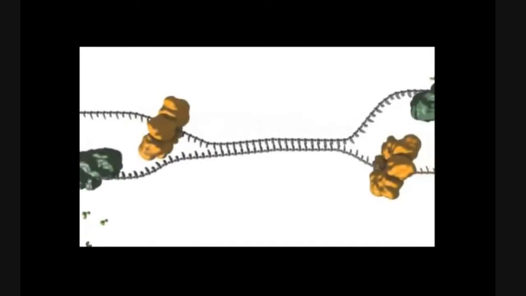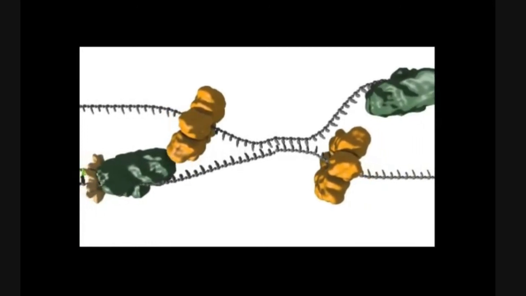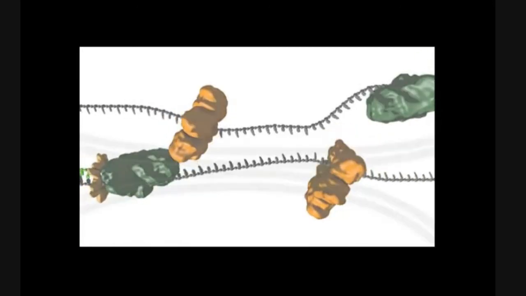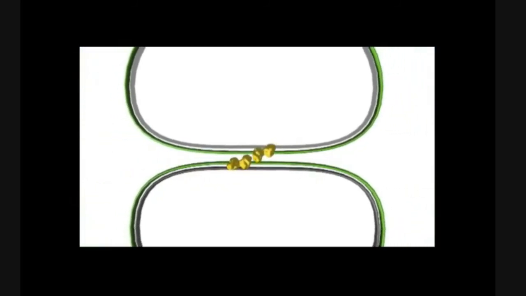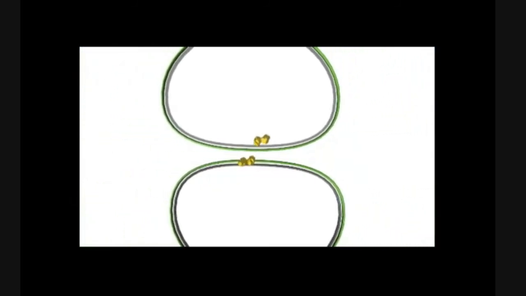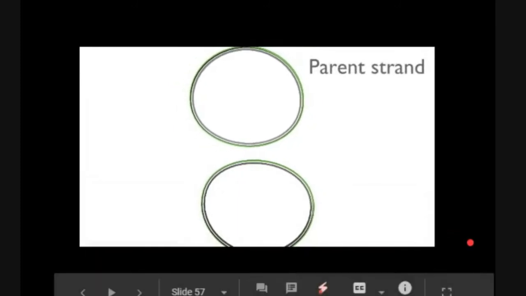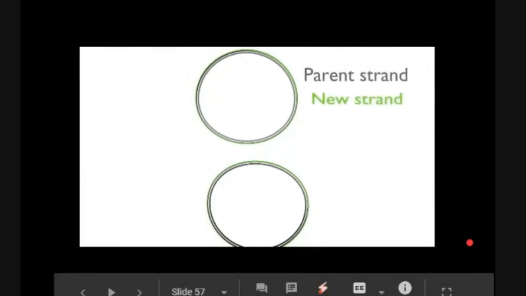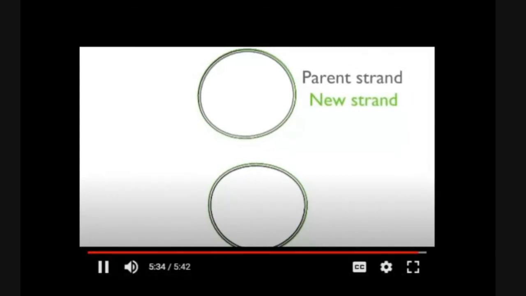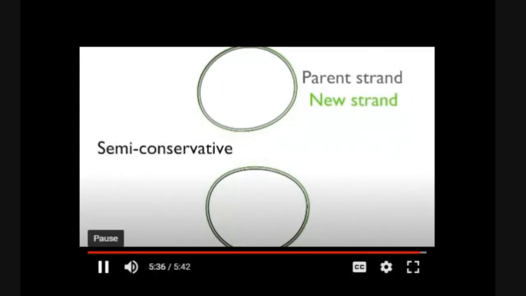Much less is known about the details of the termination of DNA replication. Once the entire chromosome is copied, the two replication forks meet each other and are dismantled. The ends of the new DNA strands are then joined, again by DNA ligase. The two daughter DNA molecules now consist of one parent strand of DNA shown in grey and one newly made strand shown in green. Thus, DNA replication is termed semi-conservative.